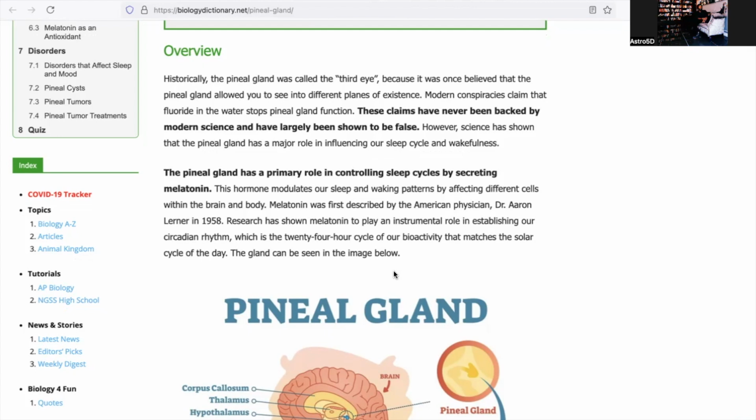So anyway, the last thing: the pineal gland has a primary role in controlling sleep cycles by secreting melatonin. Okay.